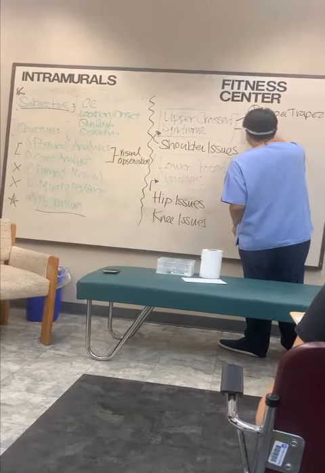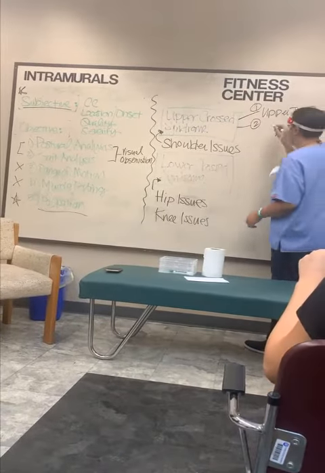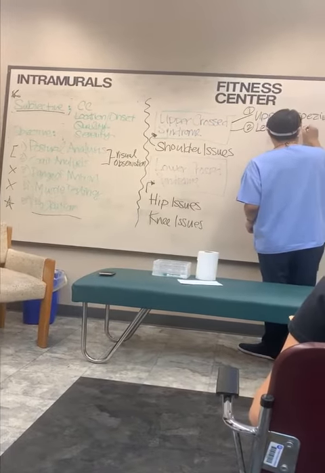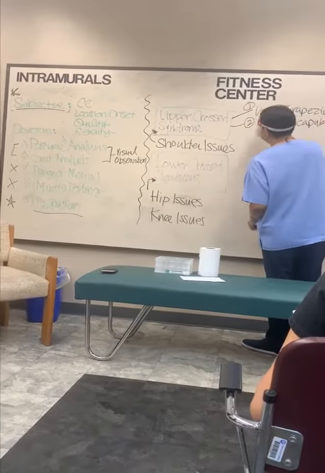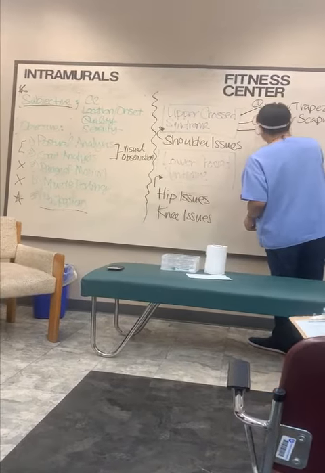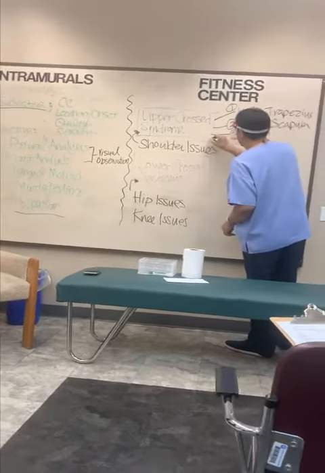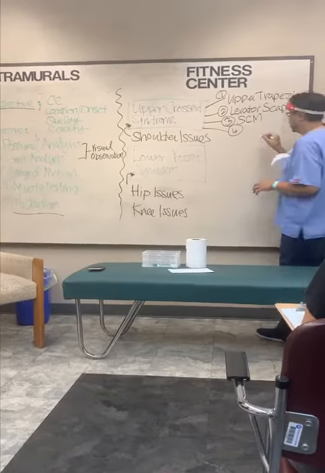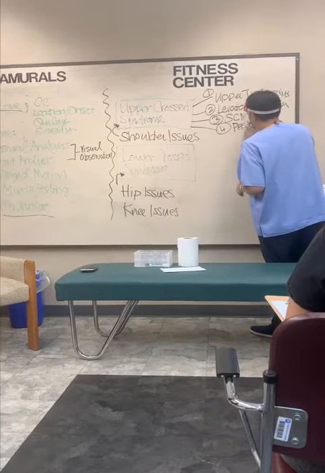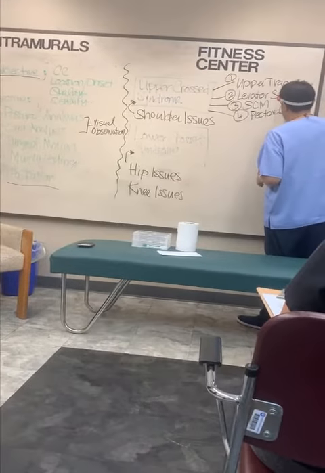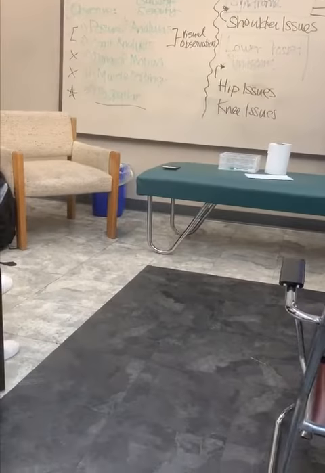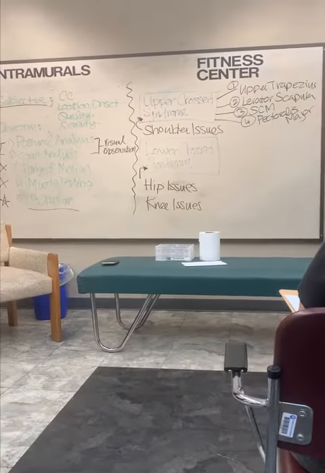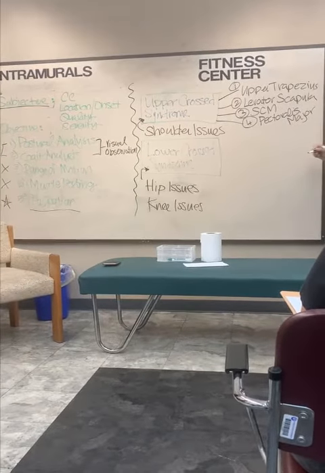What's another one? Levator scapula. Okay, levator scapula. The SCM, sternocleidomastoid. And what was the fourth one? The pectoralis major. Okay? Pectoralis major. So these are four muscles that again are prone to tightness.